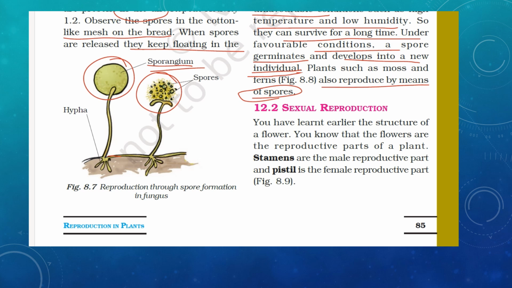What is happening on that bread, when it is spoiled, we say that fungus is formed on the bread. How is that fungus formed? It is formed with the help of the method of reproduction called spore formation. Spores are formed on the bread, that is the fungus itself, and the hypha is the base part. This is the sporangium and these are the spores. So this is all about asexual reproduction as per your 7th curriculum.